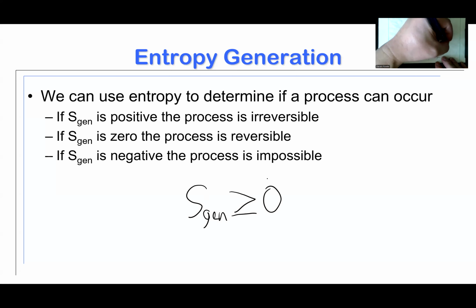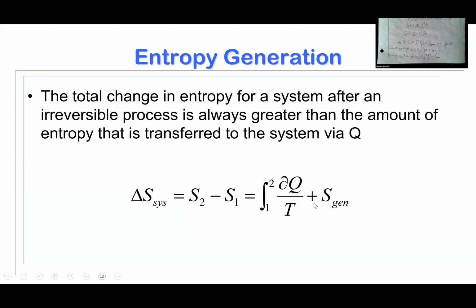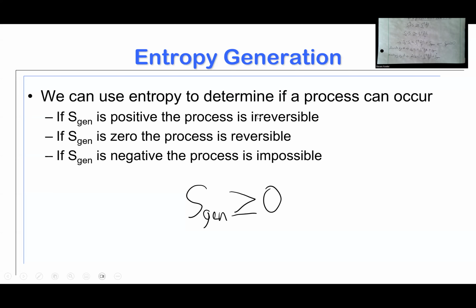The pen just decided I didn't want to write. That entropy generated is always going to be greater than or equal to 0. That's the rule. If you use your second law equation here and you compute the entropy generated and you get a positive quantity, that simply tells you the process is perfectly normal. It's an irreversible process. If you calculate the entropy generated is 0, then that tells you have the absolute best case scenario. It's reversible.